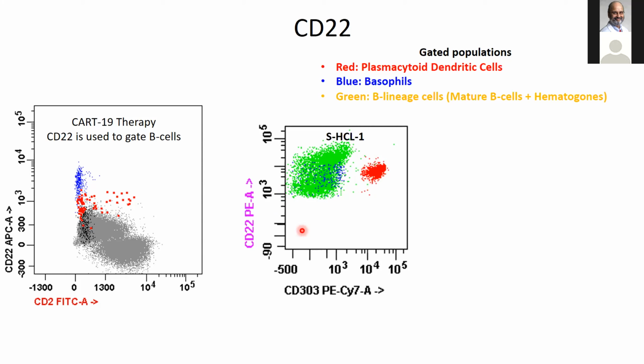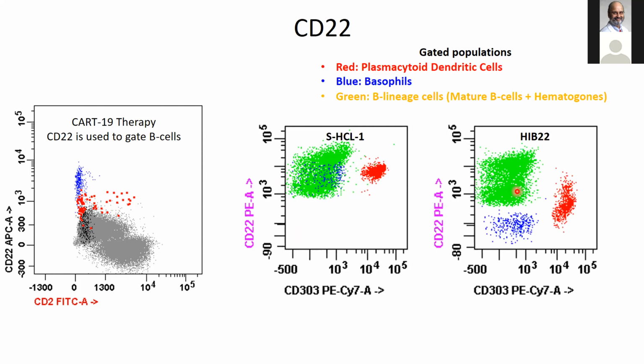So if you wanted to, you could get a clone that is supposed to be specific for B lymphocytes or B lineage cells. This HIB22 clone is, I would say, more specific for B lineage cells. You can see here, your basophils do not stain for CD22 using this clone. But in our experience, your plasmacytoid dendritic cells are mostly negative for CD22. But see this little subset right there? Those are still dim positive for CD22.